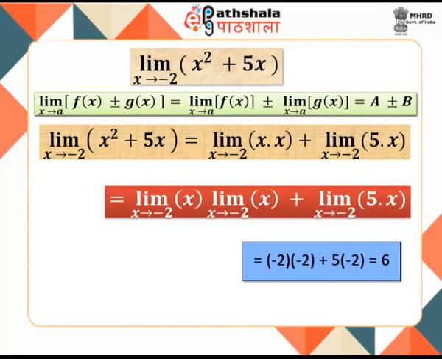We get the limit of x square plus 5x as x tends to minus 2 is equal to the limit of x into x as x tends to minus 2 plus 5 into the limit of x as x tends to minus 2, which is further equal to the limit of x as x tends to minus 2 into the limit of x as x tends to minus 2 plus 5 into the limit of x as x tends to minus 2. So minus 2 into minus 2 plus 5 into minus 2 equals 6.